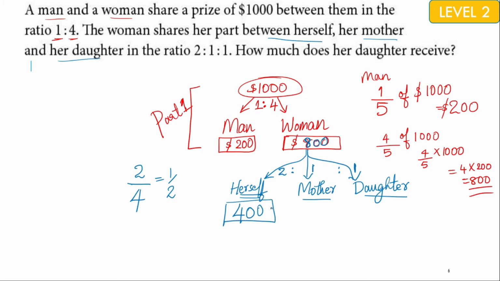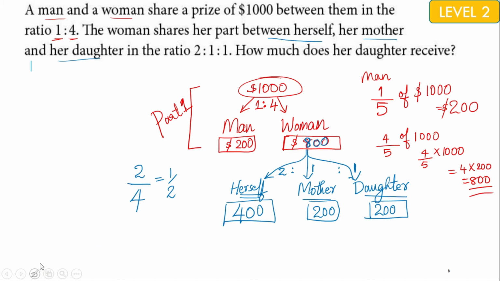And the remaining 400. So from 800, 400 she has taken. And the remaining 400, you can see it's equally being divided. So 200 for her mother and 200 for her daughter. So that is the way she has divided.